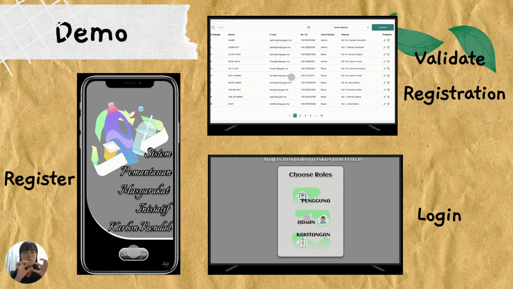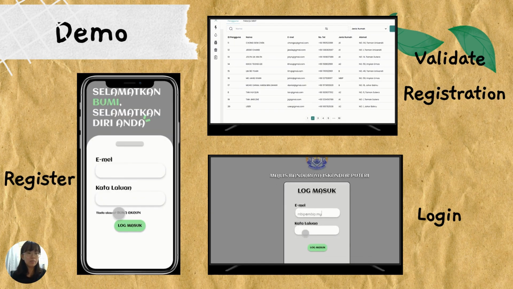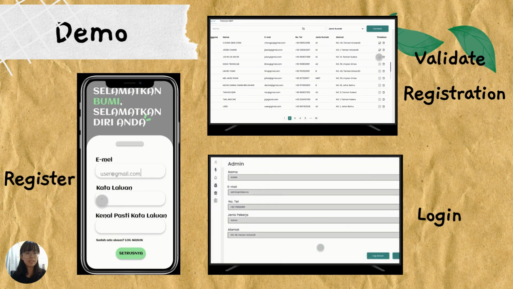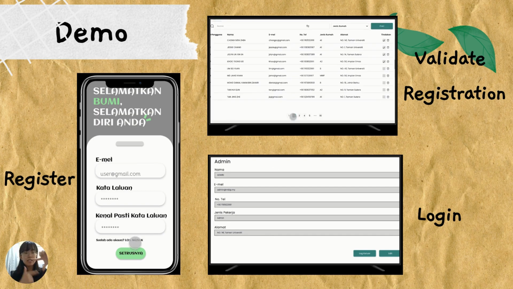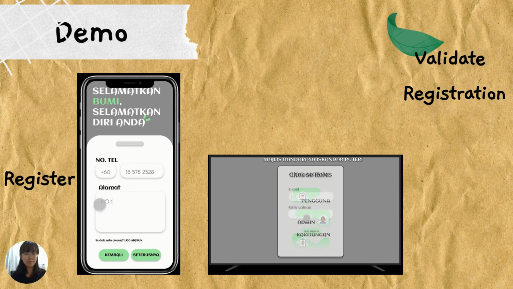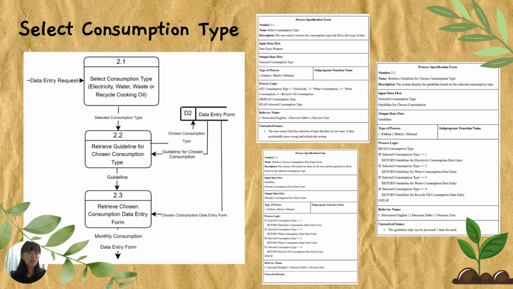It will display the role as the user. It will display at the profile. Here you got user. If it is admin, then we can see at the top got the admin title. Same as if it is the staff, then it will show the pekerja title. Then the next step is the select construction type.